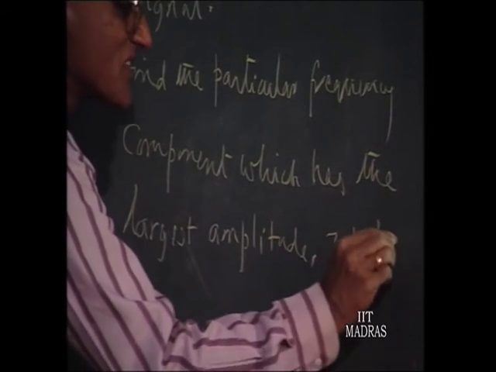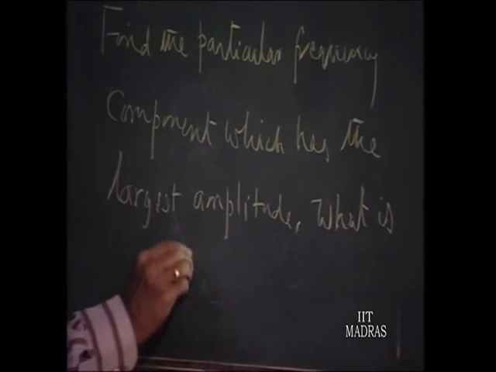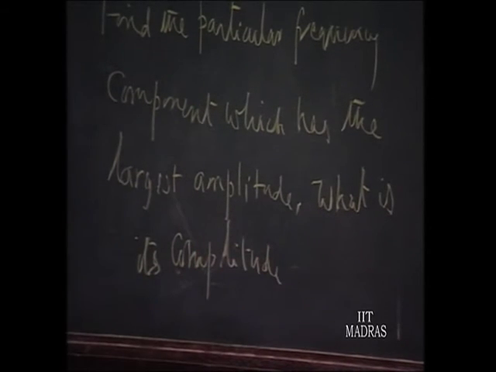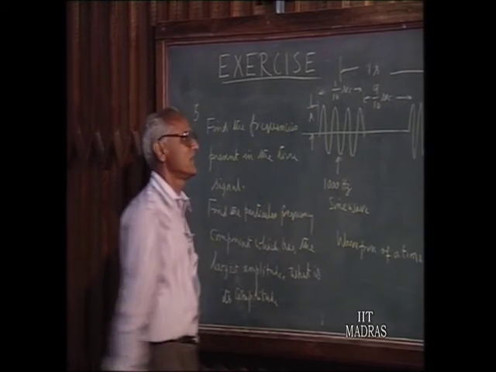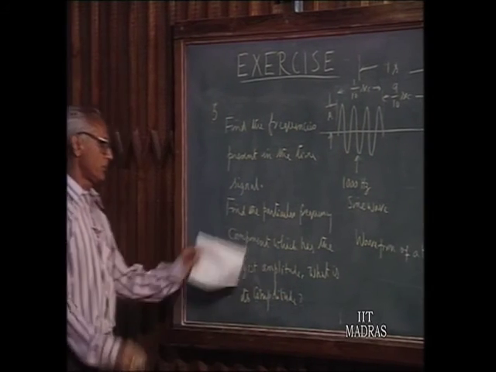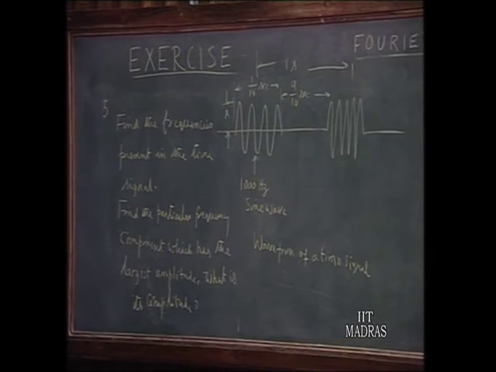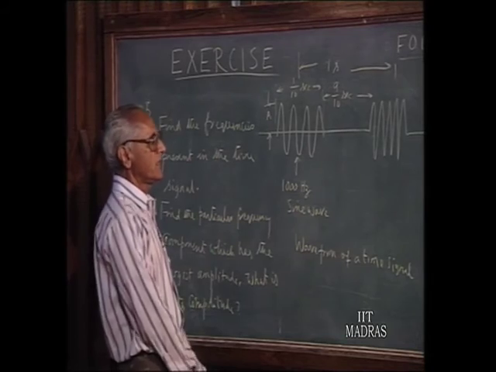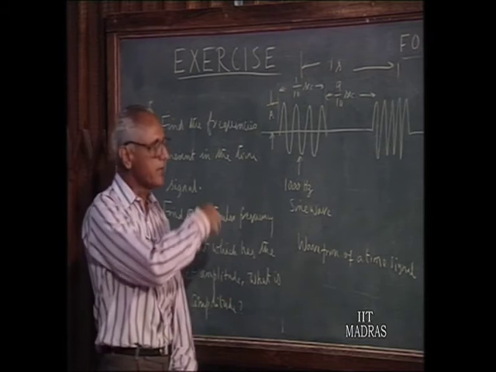What is its amplitude? So, if you take the amplitude of the sine wave as A, what is the amplitude of the component which has the largest amplitude? Now, in doing this analysis, just a hint: you can put your origin at a convenient location and assume that you have a continuous sine wave.